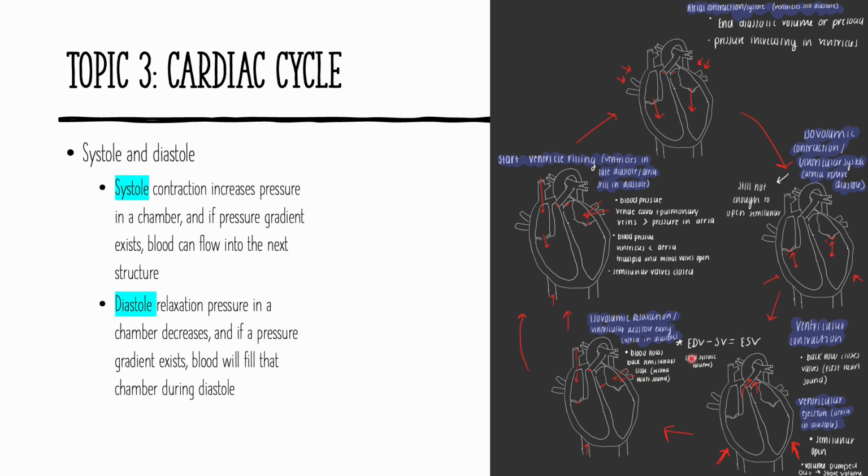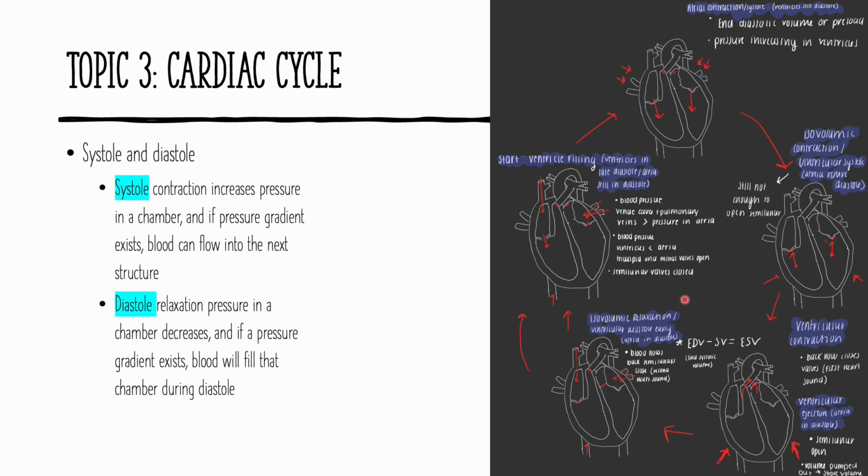And then we also have an equation here that's important to know. To solve for our end systolic volume, it's our end diastolic volume minus our stroke volume.